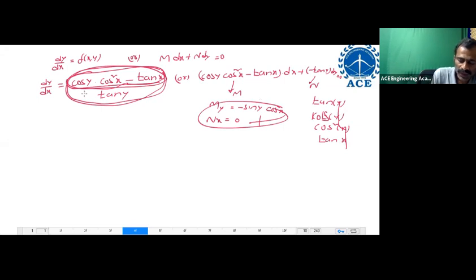So finally, we cannot solve this problem by variable separable. We cannot solve this problem by the homogeneous method. We cannot solve this problem by the exact method. Next, we check whether it is linear or not.